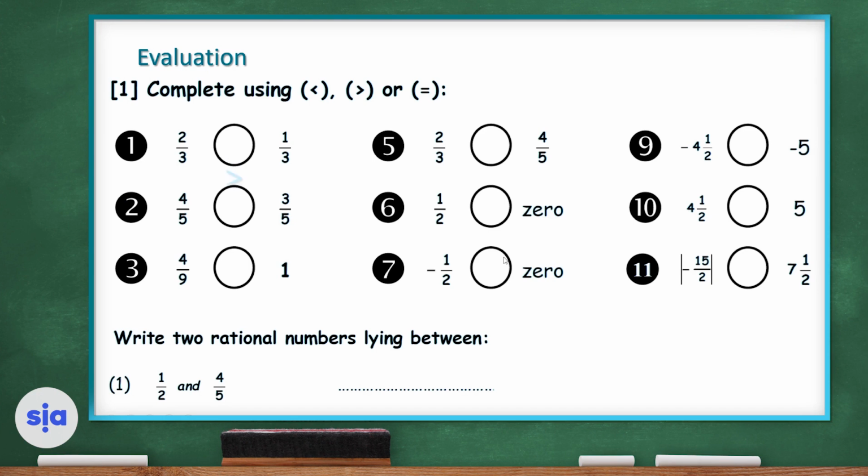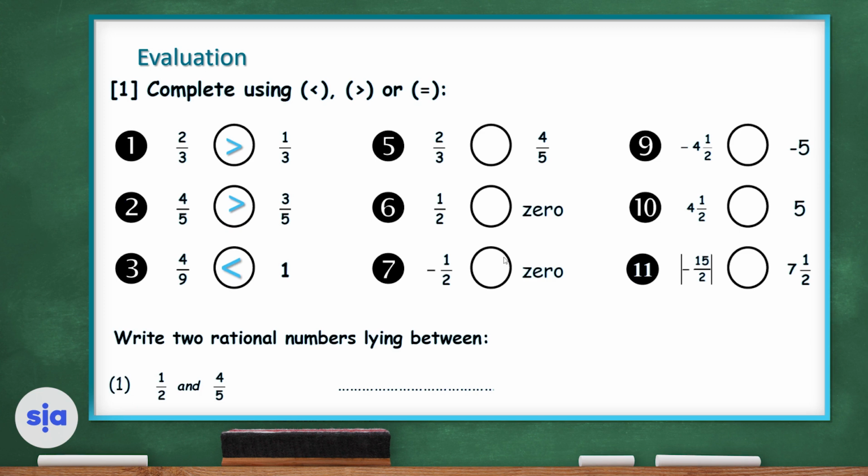Now let's go to the evaluation part. Please pause the video, try to answer the questions yourself, and then play the video again to check the answers. Question 1, 2/3 and 1/3. For sure, 2/3 is bigger than 1/3. Question 2, 4 over 5 and 3 over 5. 4 over 5 is bigger than 3 over 5. Question 3, 4 over 9 and 1. For sure, 1 is bigger than 4 over 9.